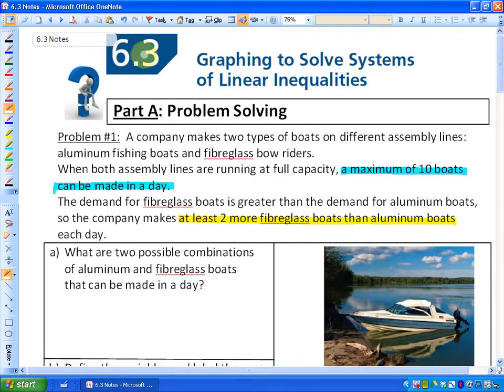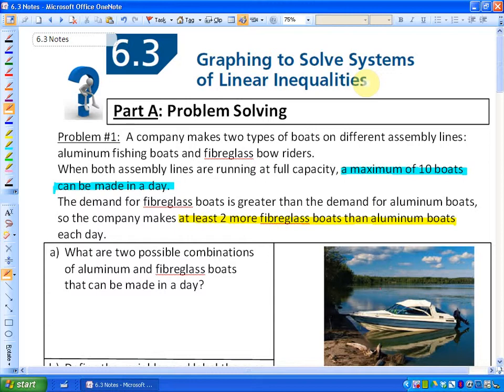In this lesson, we're going to look at graphing to solve systems of linear inequalities. In the previous sections, what we've looked at is how to graph linear inequalities, also how to represent linear inequalities having to do with word problems, and then how to graph more than one linear inequality, or systems of linear inequalities. What we're going to do in this lesson is look at word problems specific to linear inequalities and graphing more than one set of constraints.